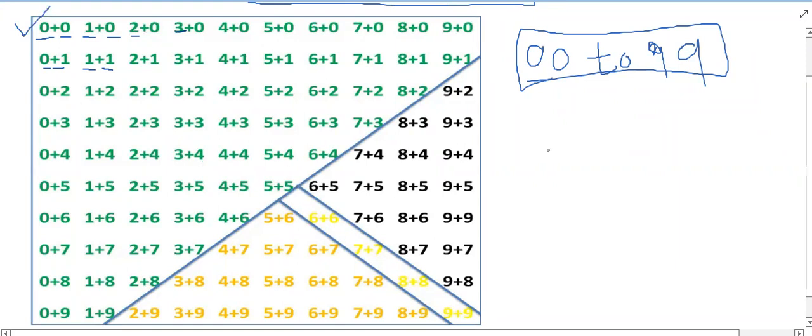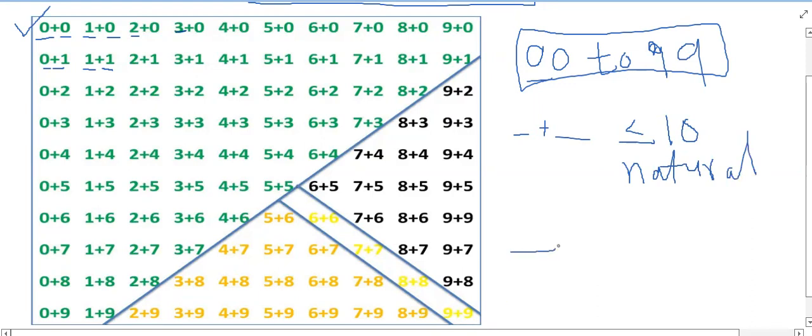Next, see one more thing. When we add two digits, if the resultant is less than or equal to 10, we'll call it a natural addition. And when we add two digits, if the result is greater than 10, then we will call it carry addition.